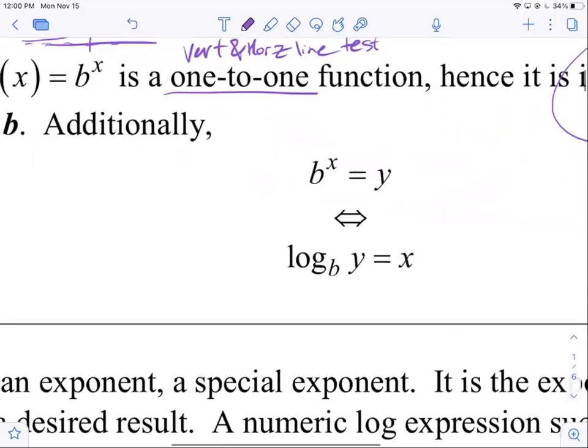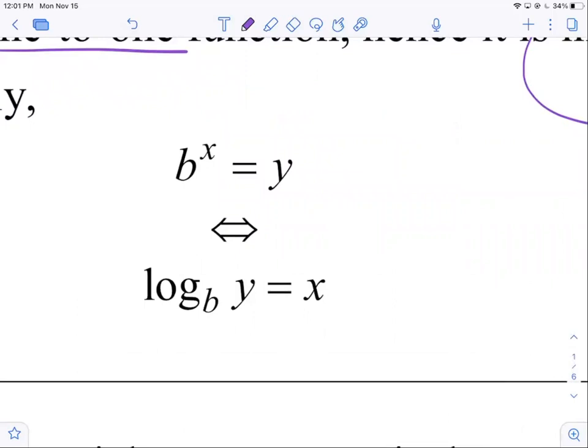So here we go. This is what I call, for lack of a better term, the conversion formula. And this is maybe what you remember from pre-cal or algebra 2 even. It's an if and only if statement, so it's really a definition. b to the x equals y if and only if log base b of y equals x. Okay, so you can start with either one. If the top is true, then the bottom is true, or if the bottom is true, then the top is true.